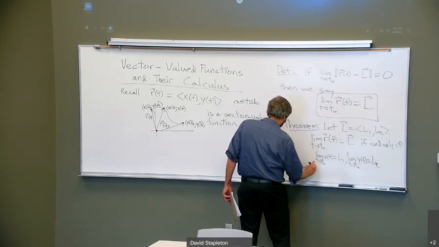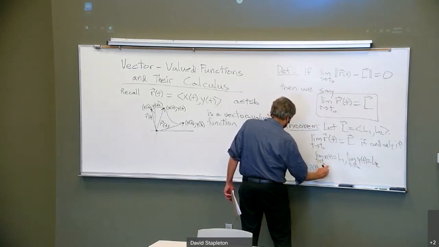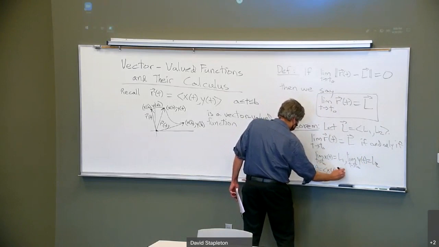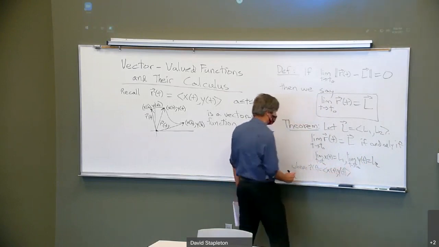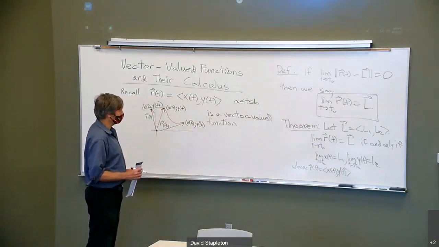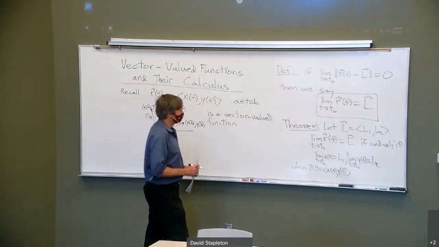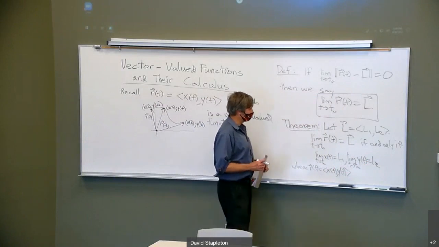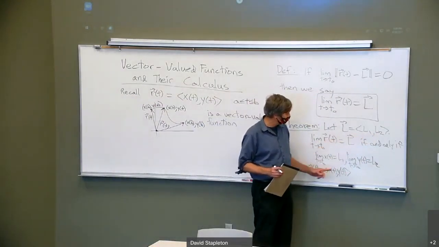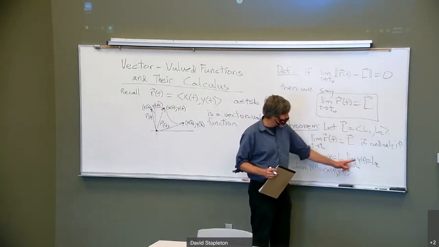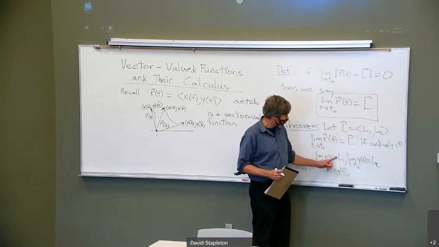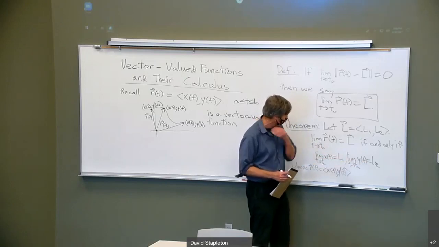R of t is a vector value function with ordinary functions as components, x of t and y of t, given the x, y coordinates of the terminal point. What does that say? The limit of a vector value function is L, a vector with components L1 and L2, if and only if the limits of the two components are L1 and L2 in the calculus 1 sense, right? This is the limit of a function just out of calculus 1.